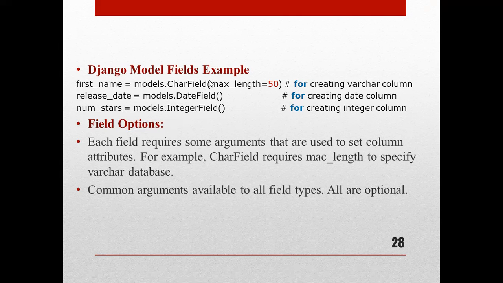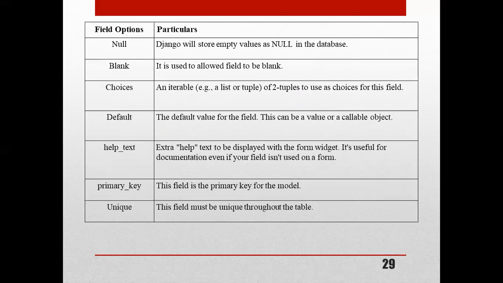So here you can see the field option for the character field, where we are going to set the maximum length. Each field requires some arguments that are used to set column attributes. Like here you can see the character field requires max length to specify the varchar in the database. And some common arguments are available to all the field types. All are optional. Here you can see some field options with the explanation.